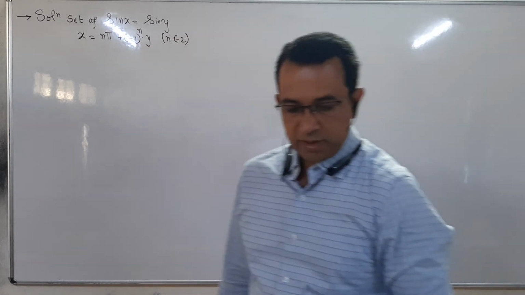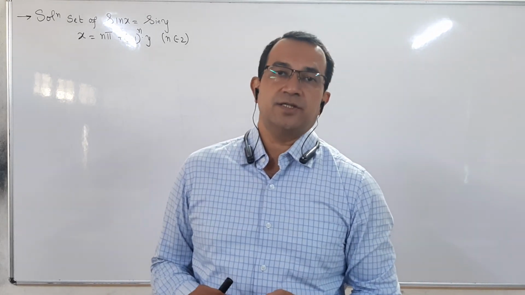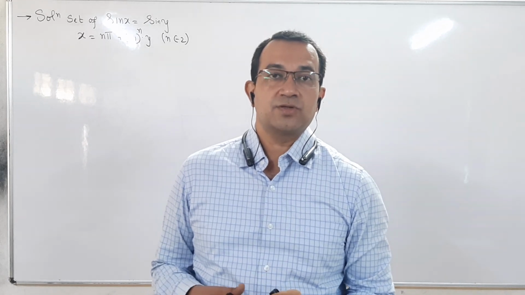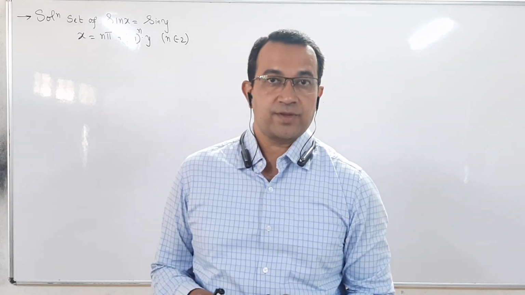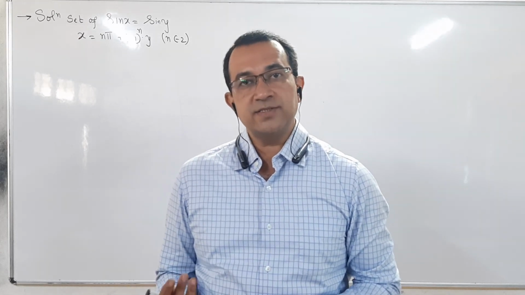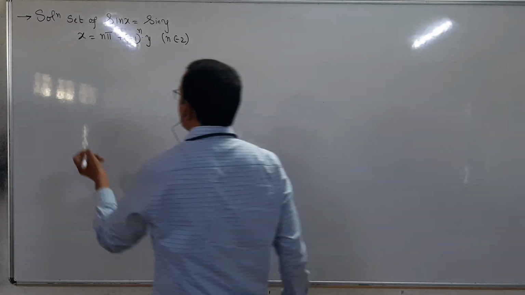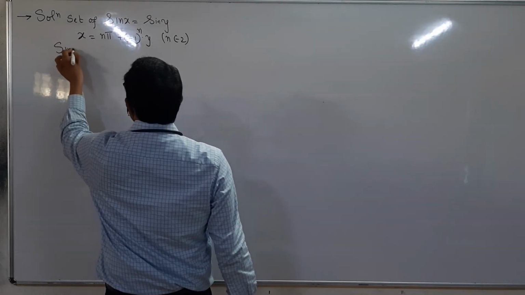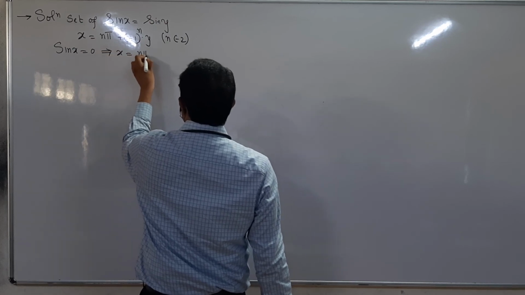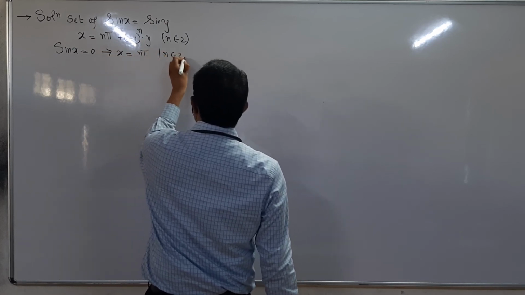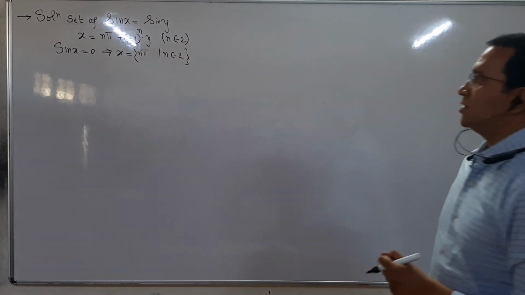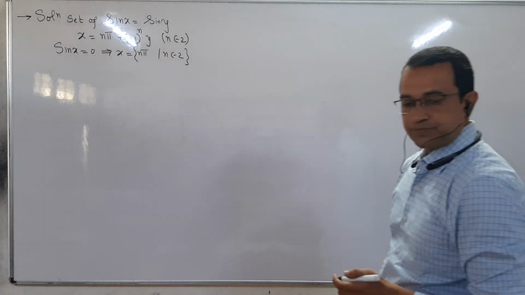N is always, students, an integer, and students, the set of zeros of sine function. I think in a table I have explained to you all the basics. So the set of zeros of sine function: sin x is equal to 0 implies x is equal to n pi, where n belongs to Z. This is the set of zeros of sine function.